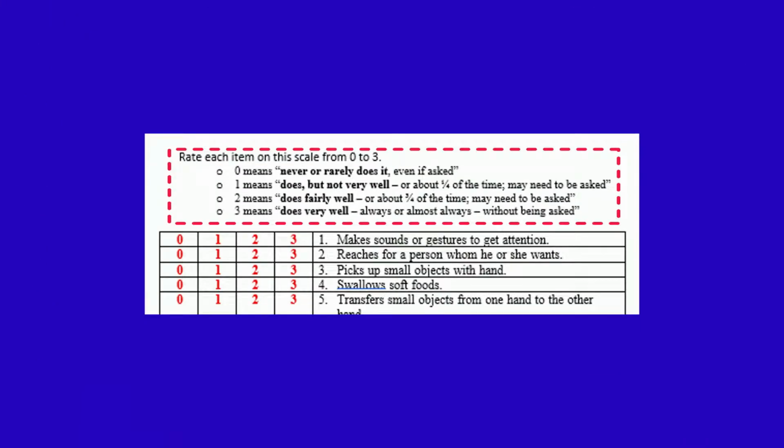To complete the SIB-R, rate each item according to the following scale. 0 means never or rarely does it, even if asked. 1 means does, but not very well, or about 1/4 of the time, may need to be asked. 2 means does fairly well, or about 3/4 of the time, may need to be asked. 3 means does very well, always or almost always without being asked.